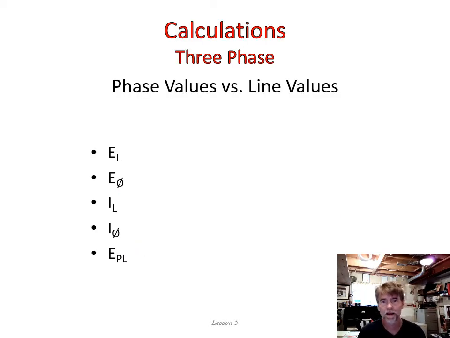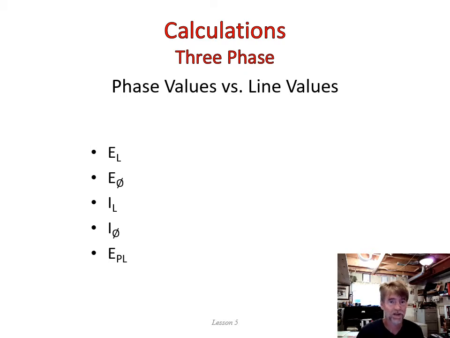So here's the slide I left off with in the previous video. This is not an exhaustive list by any means, but it's an example of the kinds of notations that we're going to be looking at. It says there phase values versus line values. Well, what values are we talking about? You can see that we're talking about E, which is voltage, and I, which is current. Those are the values that we're going to be calculating.